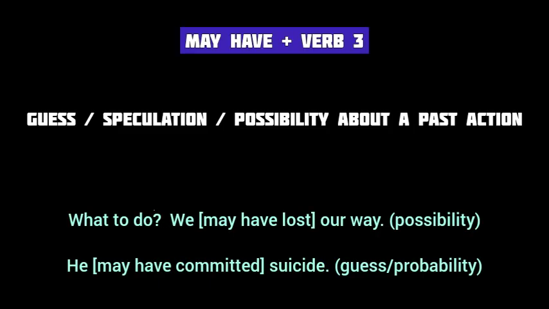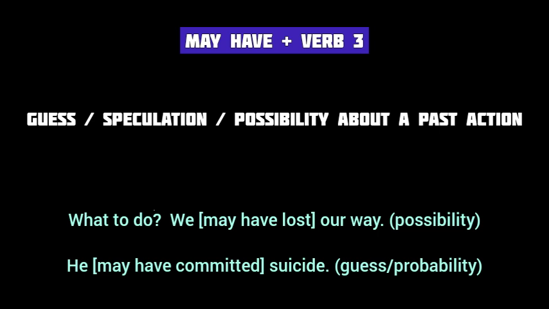Up next, we have may have. The past use of the modal verb may shows guess or speculation about a past action. For example, we may have lost our way. Here the speaker is guessing that they have lost their way. Here the speaker is not certain about it, but he is speculating that there is a possibility. Similarly, he may have committed suicide. This sentence means he has probably committed suicide.